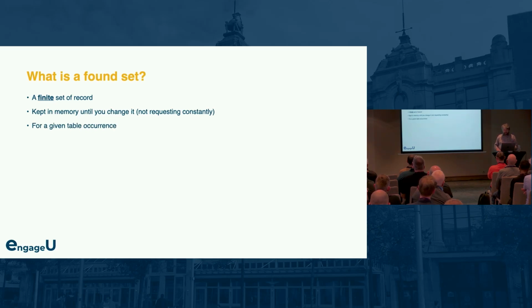It's for a given table occurrence, okay? And it has a sort state. Okay, that's included in the found set. So a sort state, just a quick reminder, we have unsorted, there's no sort state, right? We have semi-sorted and sorted. Does everybody remember what semi-sorted is?